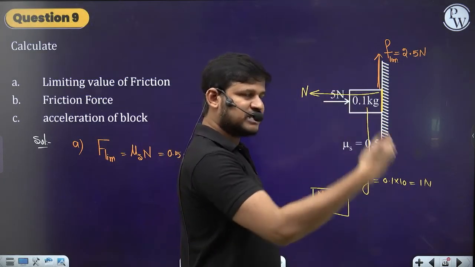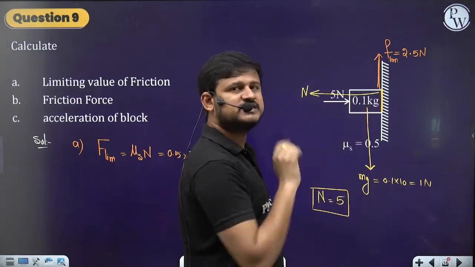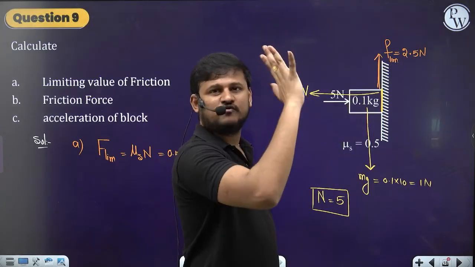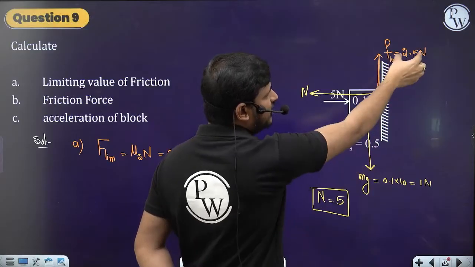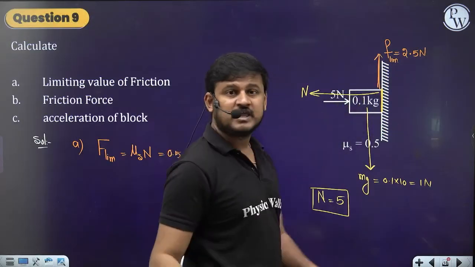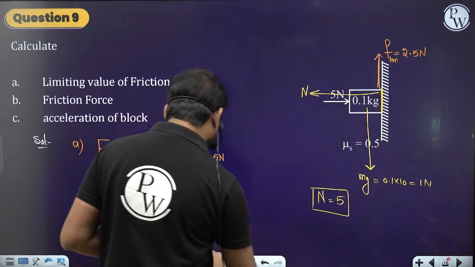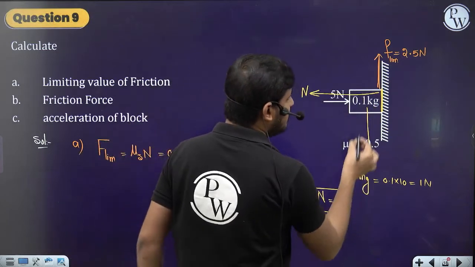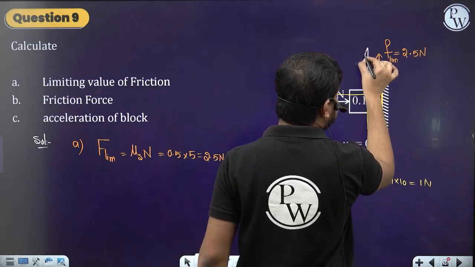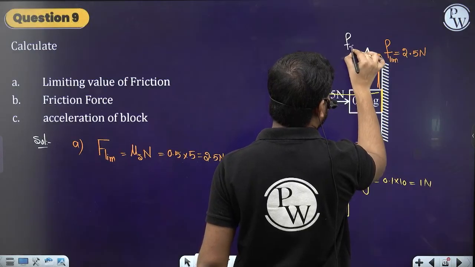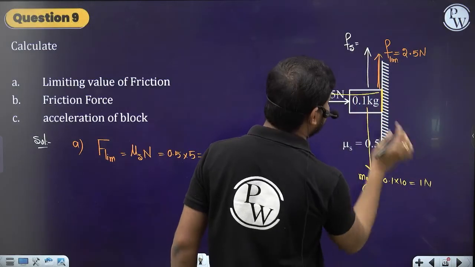So either it should slide downward or it should stay at rest. But it will not move upward, right? According to this, it says that 2.5 is more, it should move upward, which is not possible. So what's the concept here? The limiting friction, the static friction adjusts itself to its weight, 1 Newton.